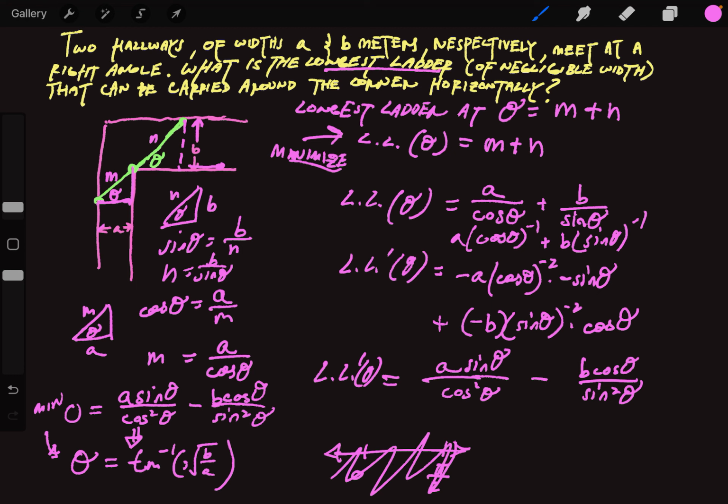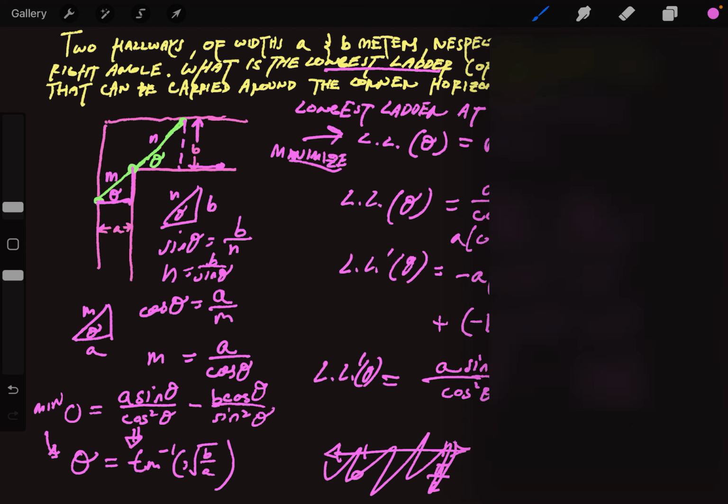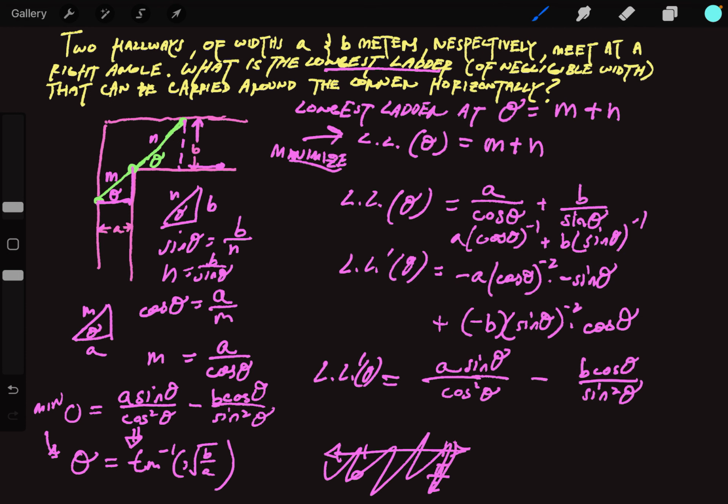Now, if you want to plug it in, I would say just actually draw the triangle. You don't want to sit here and do this crazy nonsense. What you would say is that tan of theta is equal to the cube root of b over a, which is the same thing. Tan of theta is equal to the cube root of b over the cube root of a.